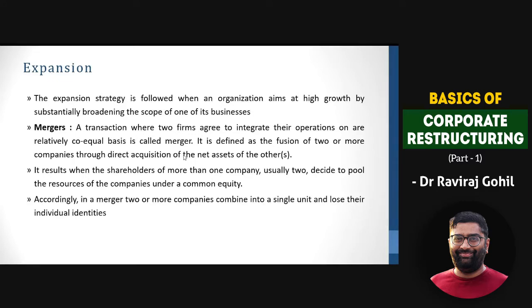Accordingly, in a merger, two or more companies combine into a single unit and lose their individual entities. So mergers could be of two types. If A and B are merging, there is one possibility that B loses its entity and becomes A. That's number one. It is also possible that both A and B lose their individual entity and they become C, right? So either there is one company surviving and the other company loses its separate legal entity, or both of them lose the separate legal entity and a new company is formed out of it.